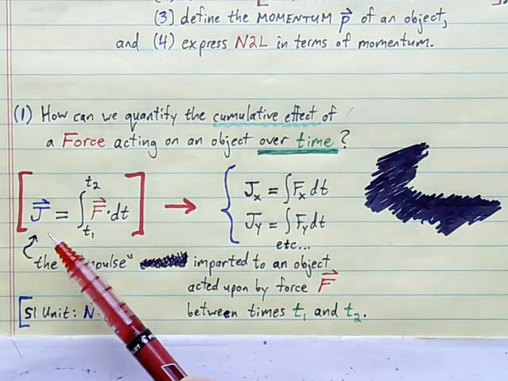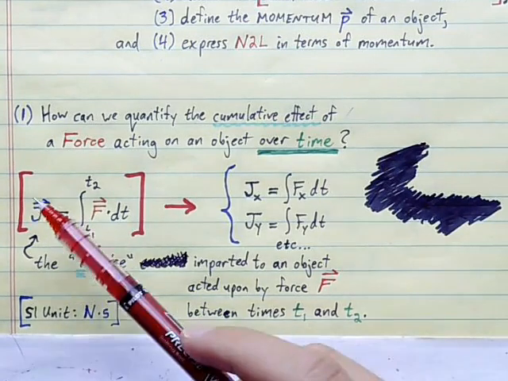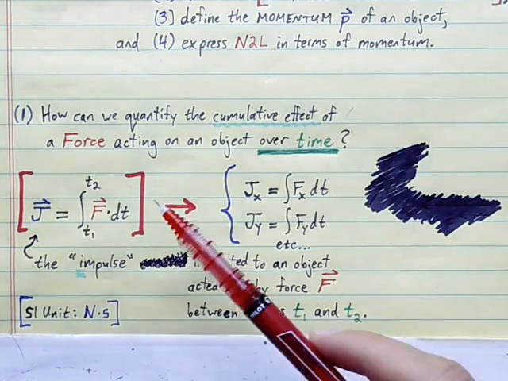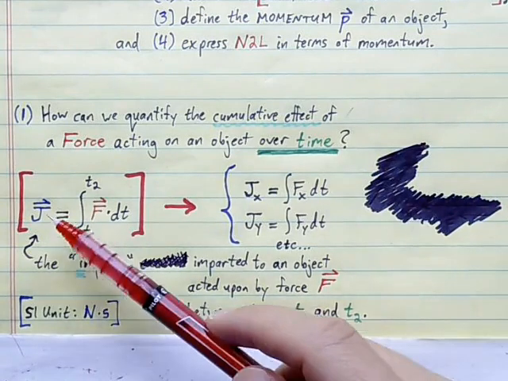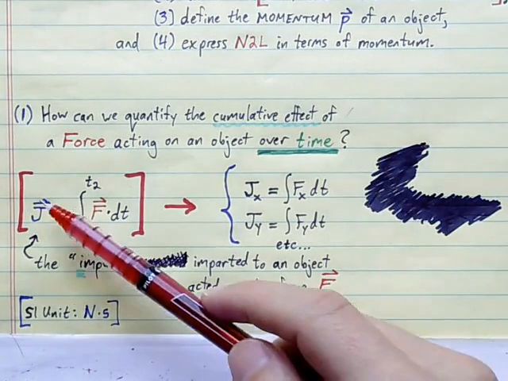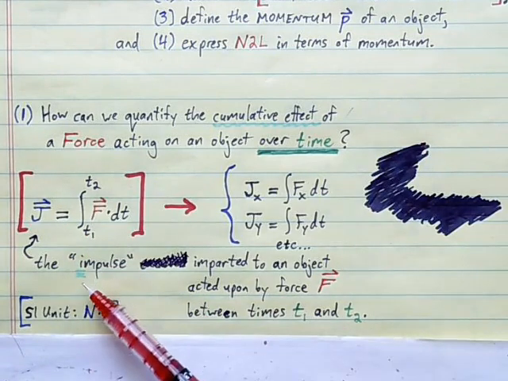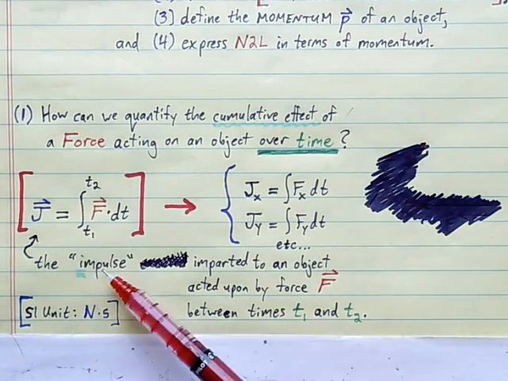Why the letter J for impulse? Well, in the old Latin alphabet, a J and an I were indistinguishable letters. So it's actually an I for impulse, but often written as a J.